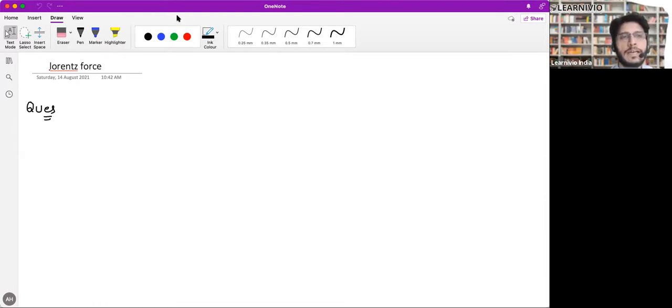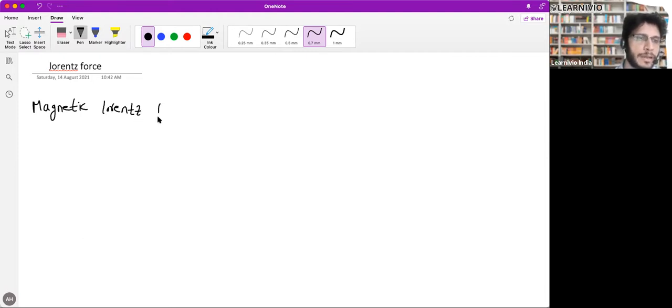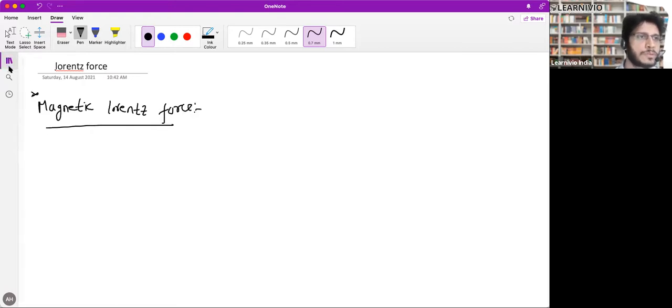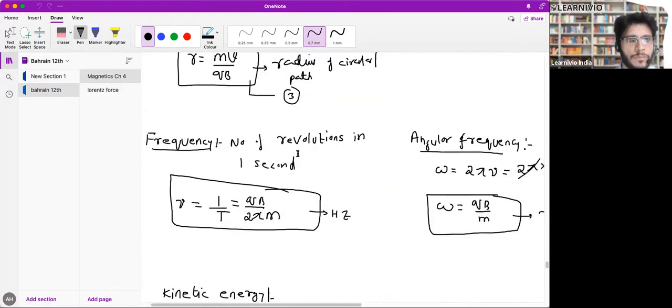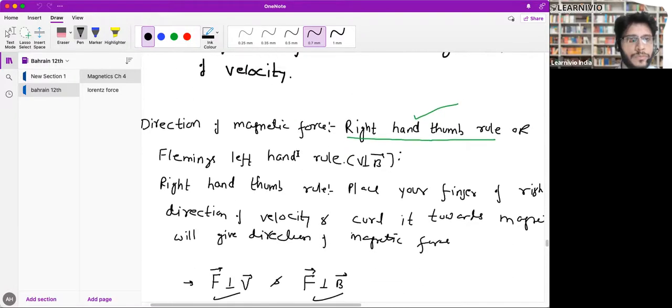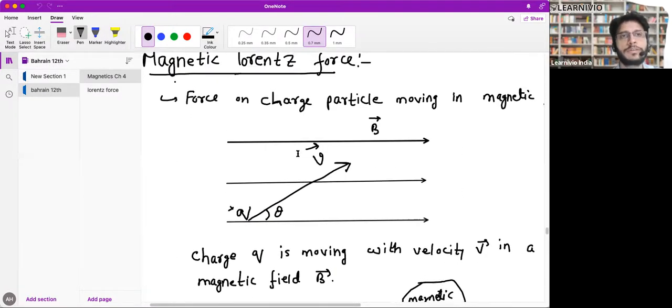Okay, so up to last class, we have finished motion of charged particle in magnetic field. Those who were absent in the last class, we did magnetic Lorentz force. I'm giving just a quick revision of the concept, magnetic Lorentz force.